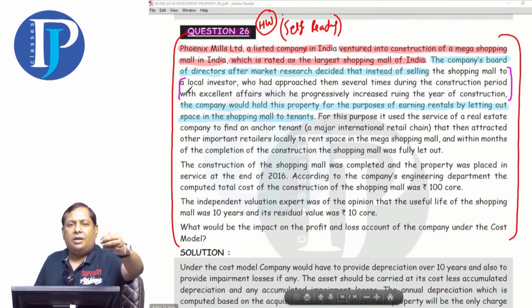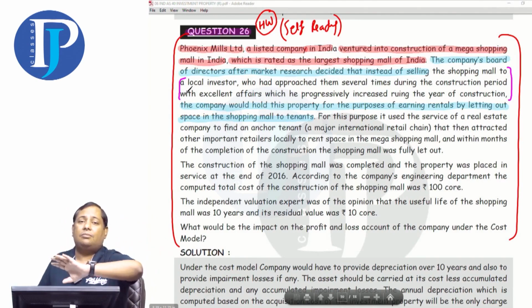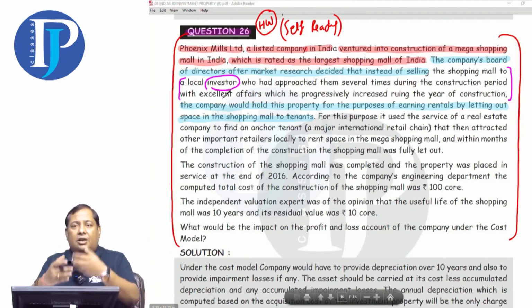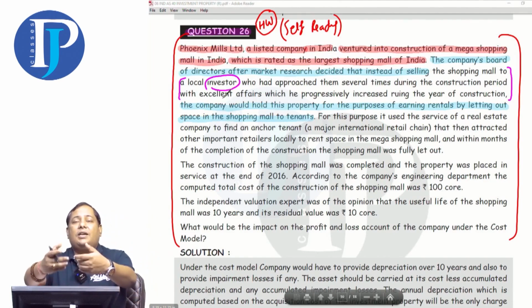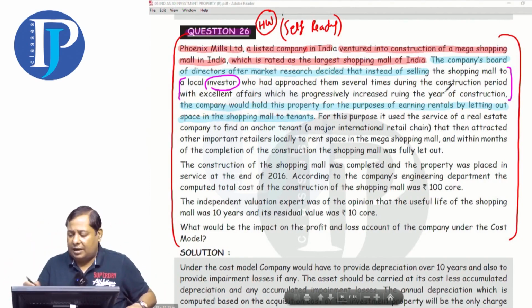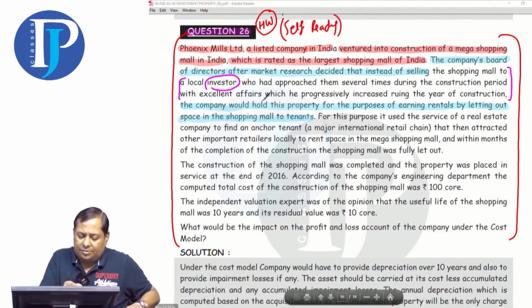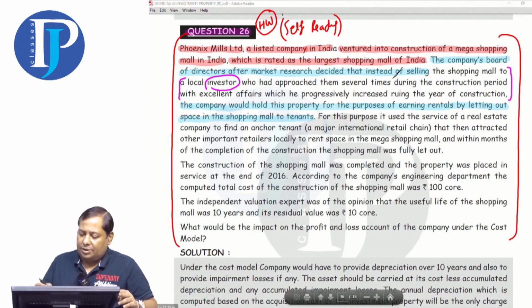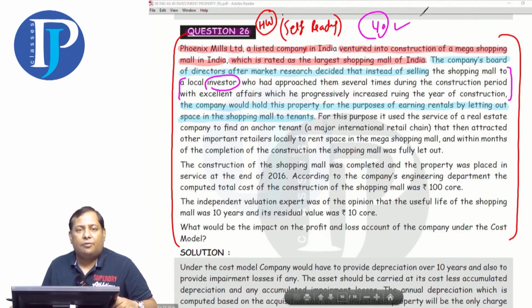The company is building the largest mall in India. The company's board has decided, instead of selling it, they will let it out. They won't sell but rent it. And there is an investor who has been constantly approaching them, bringing various offers to convince them to sell the mall to him. But they won't sell it. They don't agree, they have to give it on rent. So this means this shopping mall will come under Ind AS 40. Ind AS 40 will apply to this.